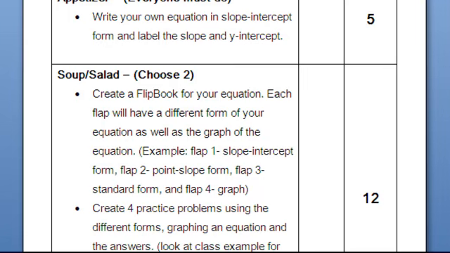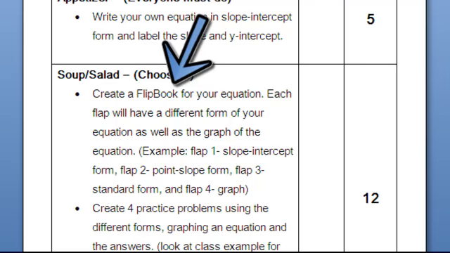Okay, the next section is the soup and salad. So you're going to choose two of these three choices. You can pick any two you want, it does not matter to me. So there's going to be one that you don't have to do. The first choice is to create a flipbook for your equation.